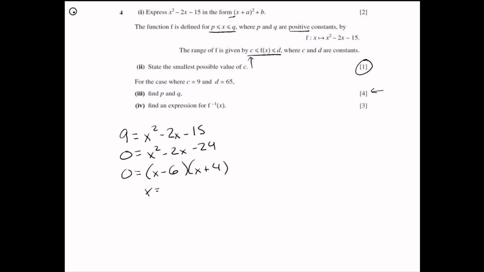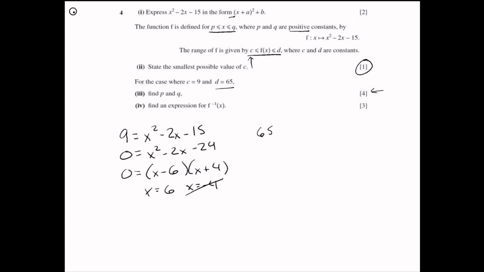So x is equal to 6 and x is equal to -4. And it wants us to find p and q. P and q are positive constants, so we know it cannot be -4. Then for the next one, it says d can be 65.